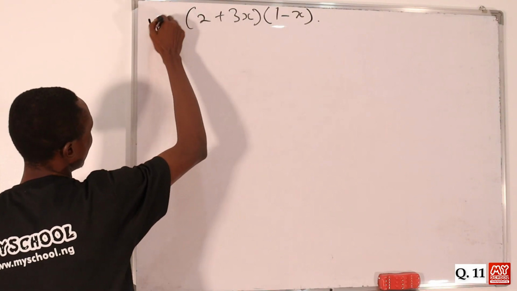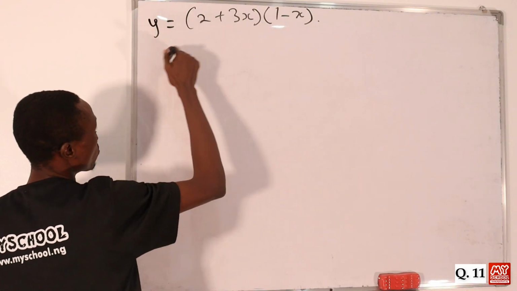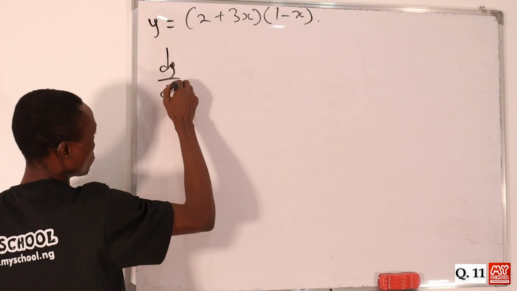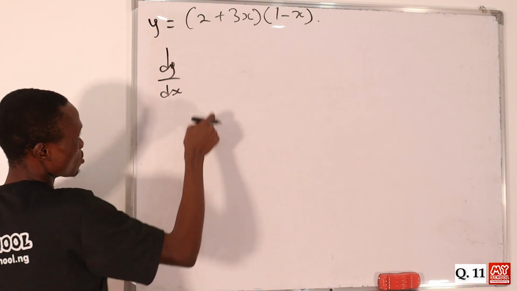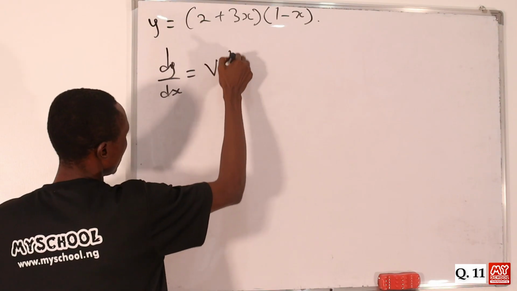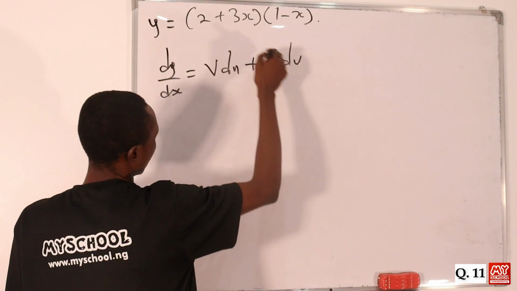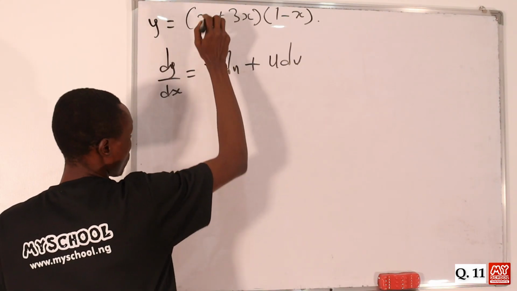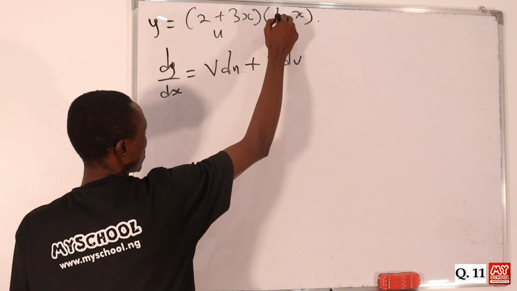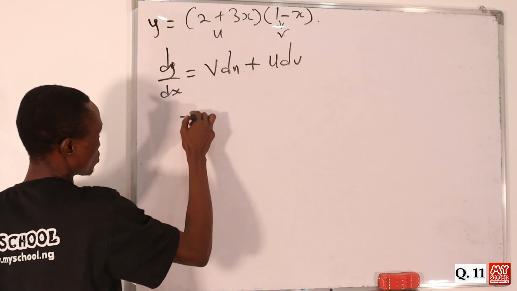So let's say y is equal to this. The question even says so. We now differentiate with respect to x. In this case, we are going to be using the chain rule. So using the chain rule, we'll have v du first, then plus u dv. What is in the first bracket is our u, and what is in the second bracket is our v. So we just substitute.